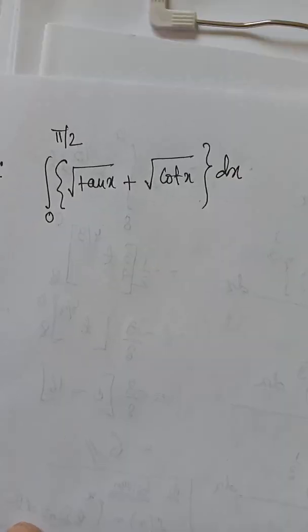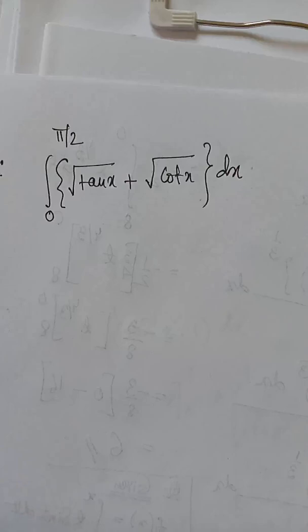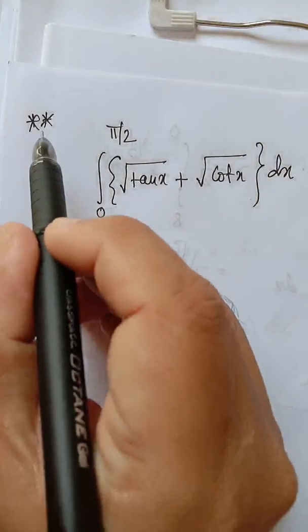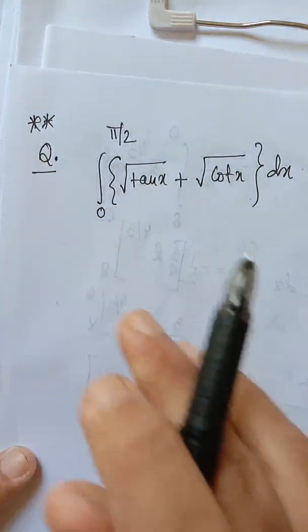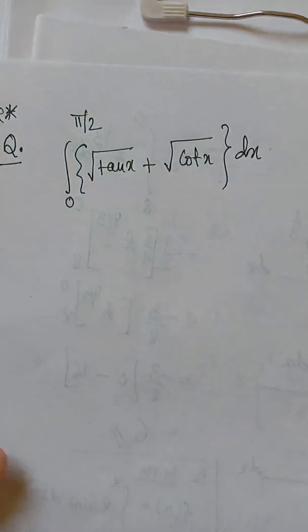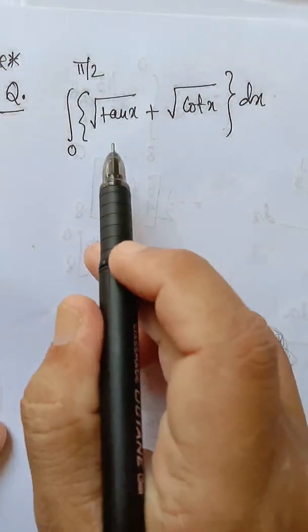Next question is to integrate, the limit is from 0 to pi by 2, root over tan x plus root over cot x dx. This is a very, very important question. This question came in the CBSE board exam.